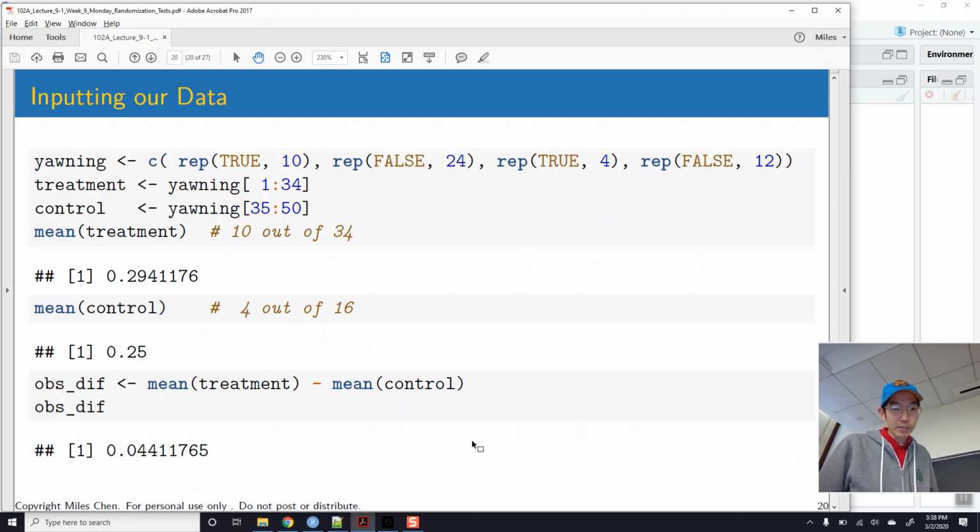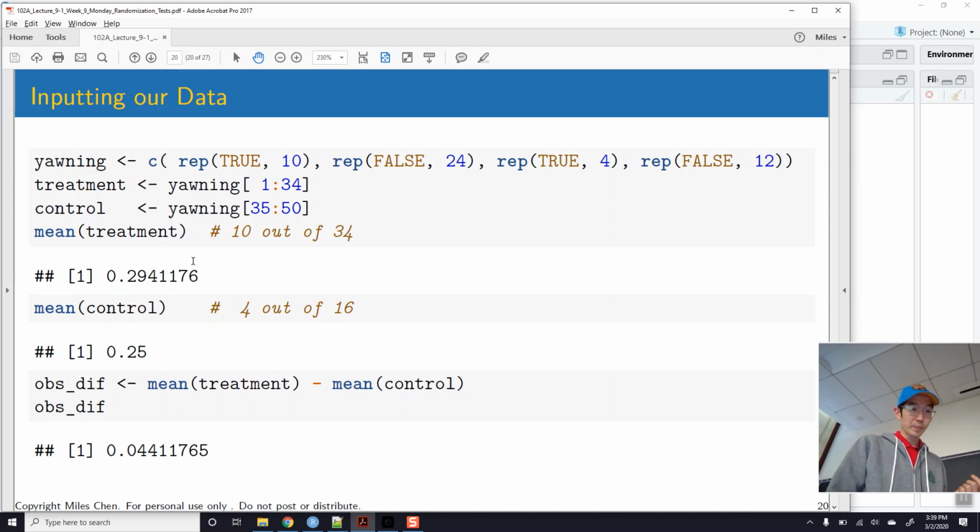So that's what we have. Okay, so here's my setting up of the data. Yawning is a logical vector of length 50. I said repeat true 10 times, repeat false 24 times, repeat true 4 times, repeat false 12 times. That allows me to say the first 34 is the treatment group, where 10 out of 34 yawn, and the last 16 will be the control group, where 4 out of 16 yawn, okay?